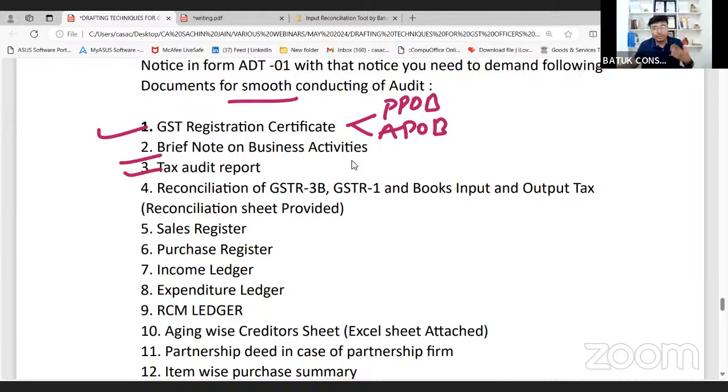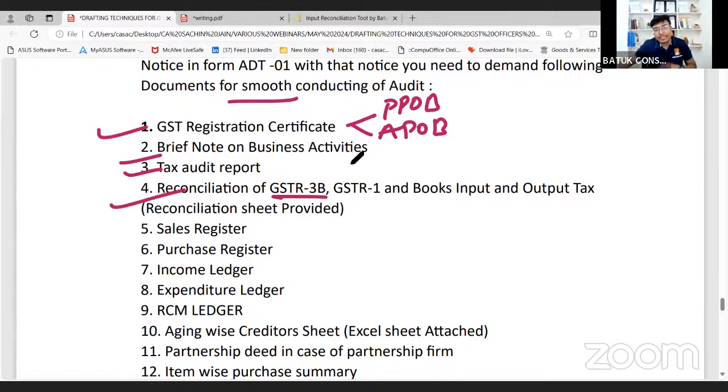Tax audit report, so that you can analyze the financial statement and the 3CD, because when you do the audit, the analysis of financial statements plays a very crucial role in determining the revenue leakage, in determining the compliances, in determining the internal control. So this tax audit report plays a very important role.